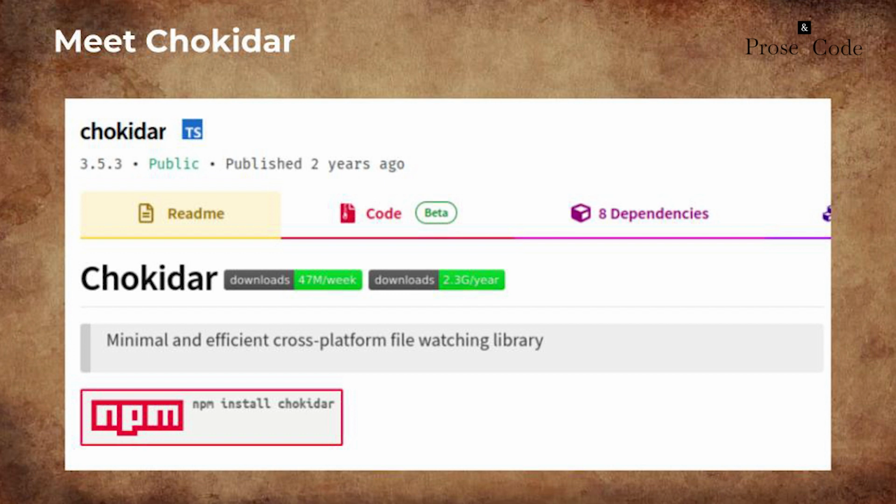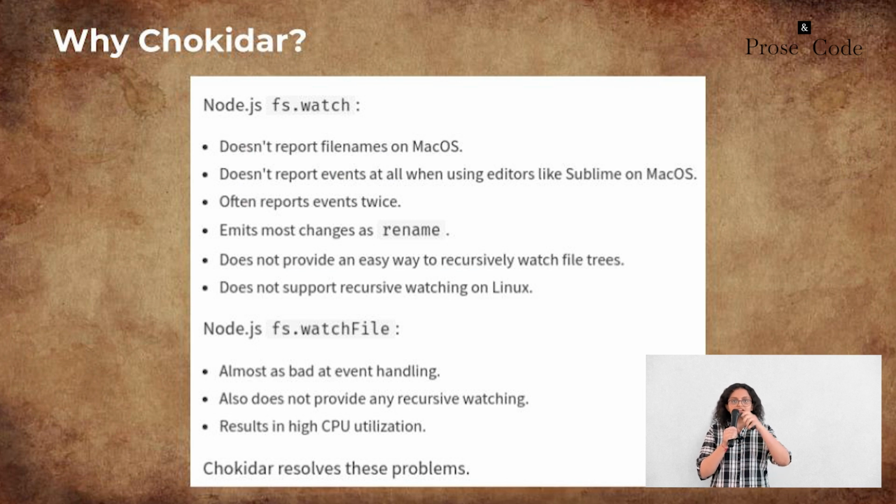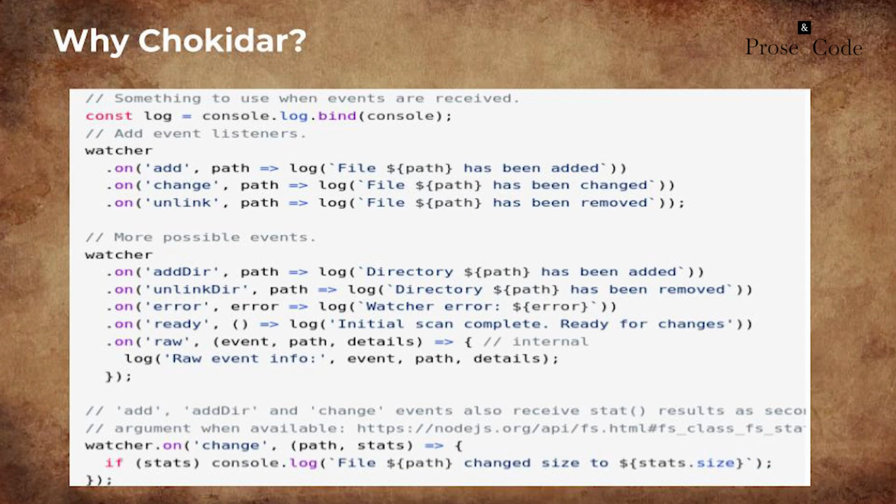Now, those of you who work in JavaScript or Node.js know that there is already fs.watch or fs.watchFile for that, but why not use it? There are a few points, if you guys can read it, where it lags or has a limitation. For example, it doesn't work efficiently on Mac OS, and the CPU utilization is also high. That's why this Chokidar library is good to use.